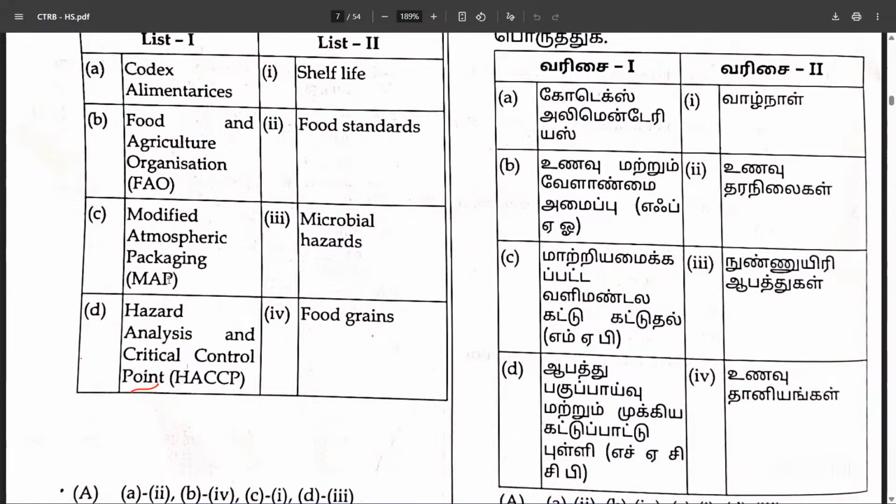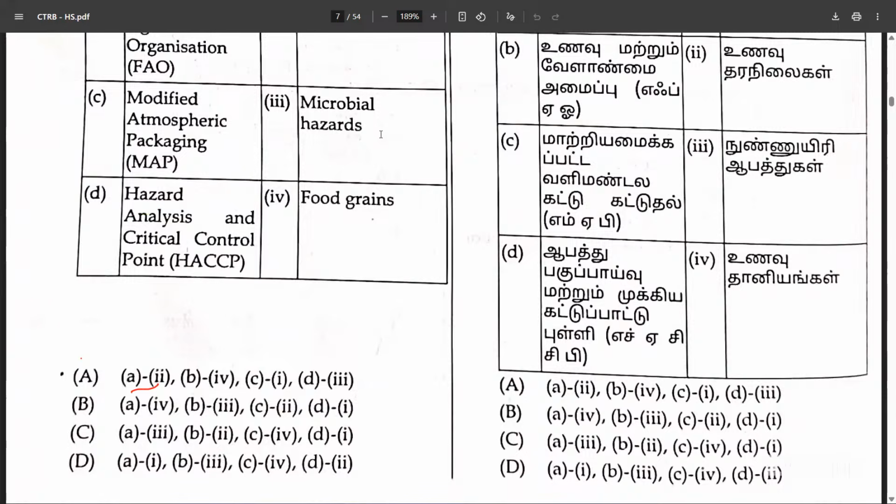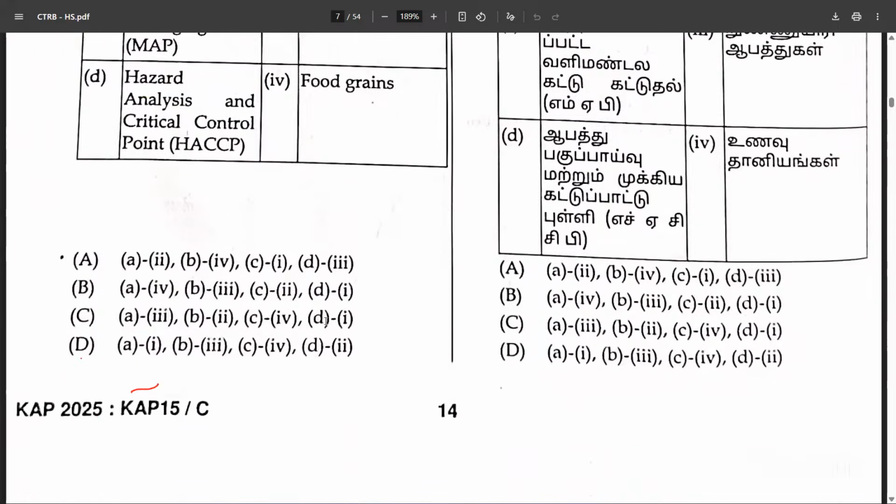Then MAP is related to what? Packaging. It is increasing the shelf life of a product. MAP you will usually see in a tetra pack of juice or milk. Then there is HACCP. We know it's a microbial hazard. It stops the hazard; it is hazard analysis. So this will be the third one. D will be matched with the third one.